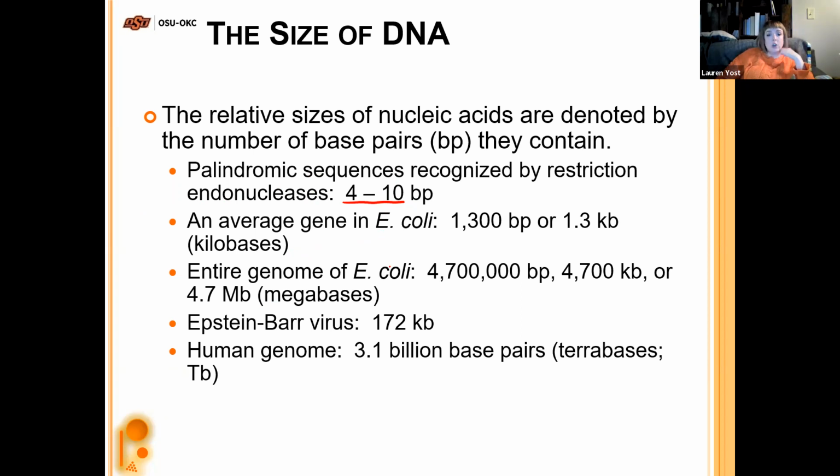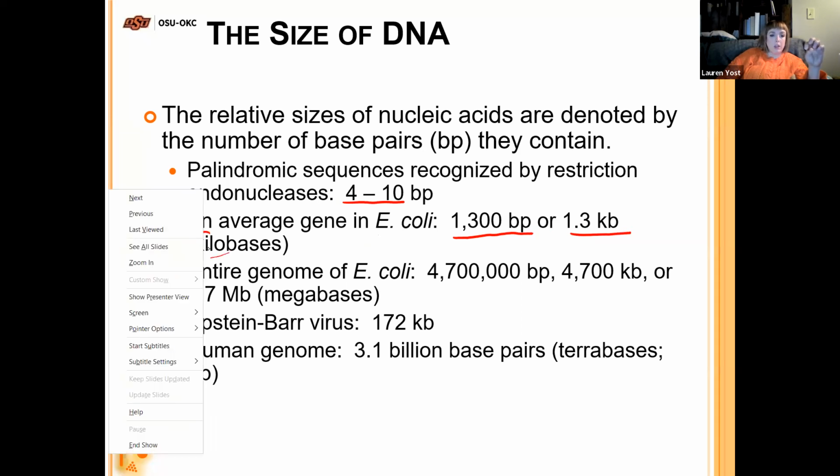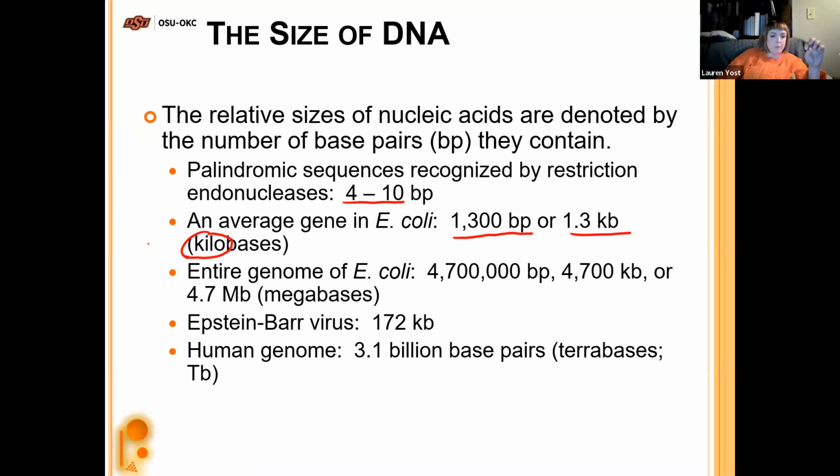Okay, so the average E. coli gene is about 1,300 base pairs or 1.3 kilobases, kilo being 1,000. So you can break it just like kilometers and meters. The entire genome of E. coli, we would say, is about 4.7 million base pairs or 4,700 kilobases. It's another way to break it down, or 4.7 megabases. That's million.